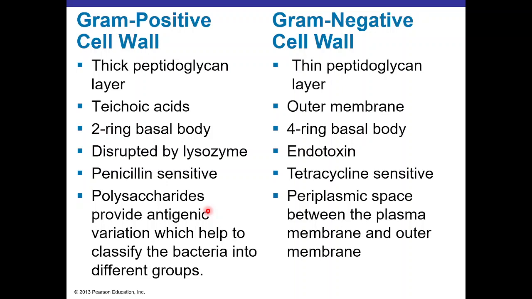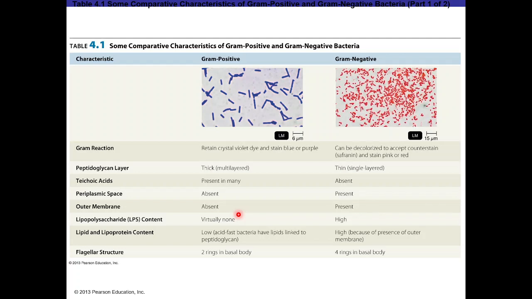Now, the cell wall of gram-positives has polysaccharides that help to identify the bacteria and classify them into different groups, especially for one type of bacteria that we know as Streptococcus. So this is just a summary of the characteristics of gram-positive and gram-negative bacteria. Remember, gram-positives stain purple, while gram-negatives stain red. These ones retain crystal violet. These ones do not retain crystal violet, so they need to be counterstained with safranin, and they can stain pink or red.